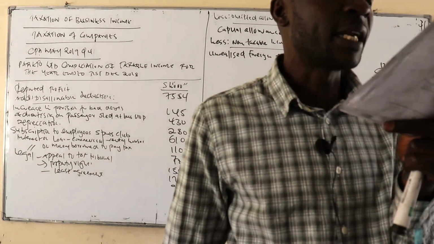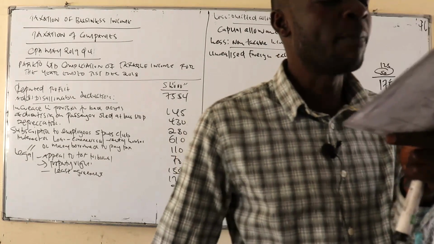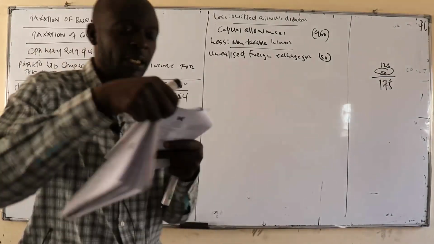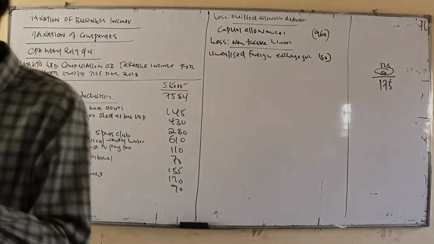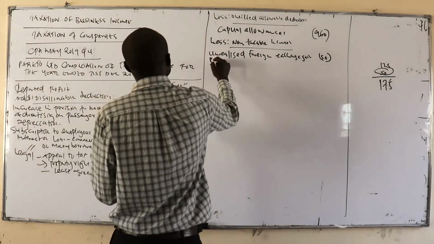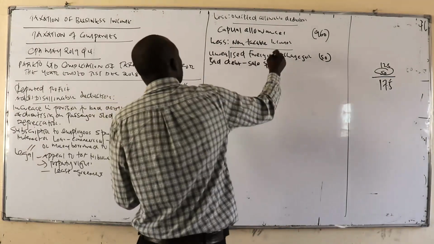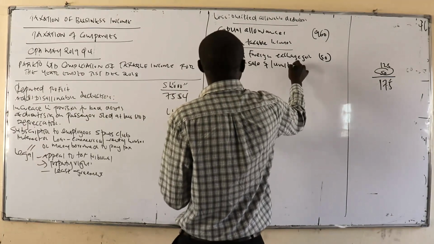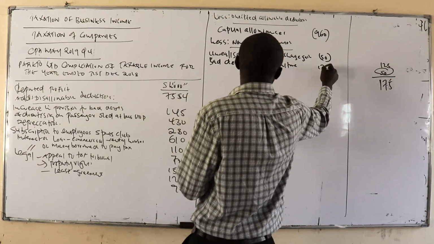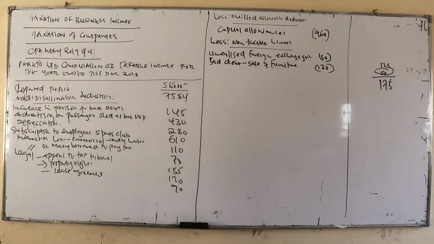Then rent received, that is income from a specified source. Interest, that is a specified source. And then bad debts recovered. Bad debts recovered is supposed to be taxable income, but only if it relates to revenue items or credit sales. So this is bad debts recovered on sale of furniture. How much is it? 1. That one is not taxable, so you deduct that one.